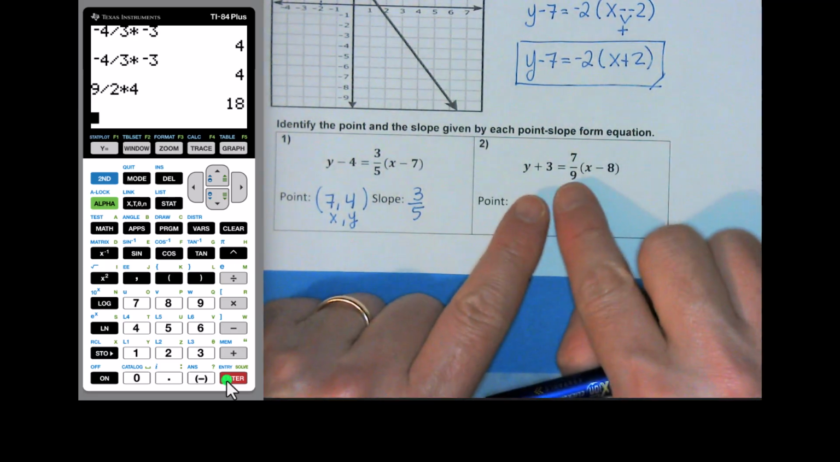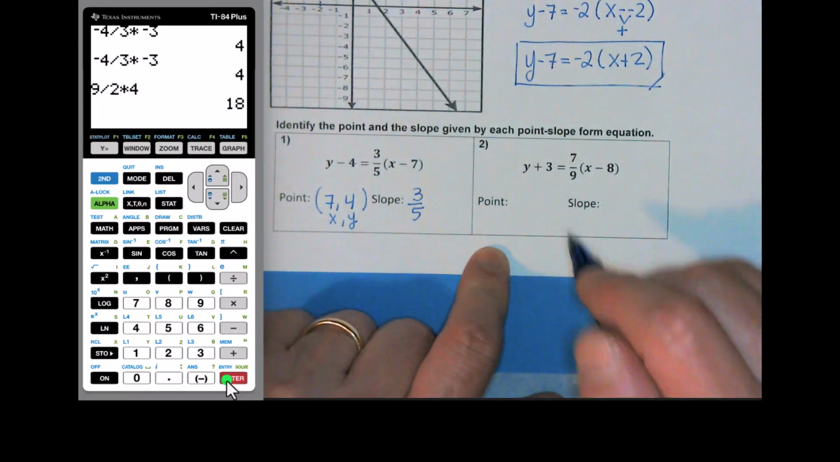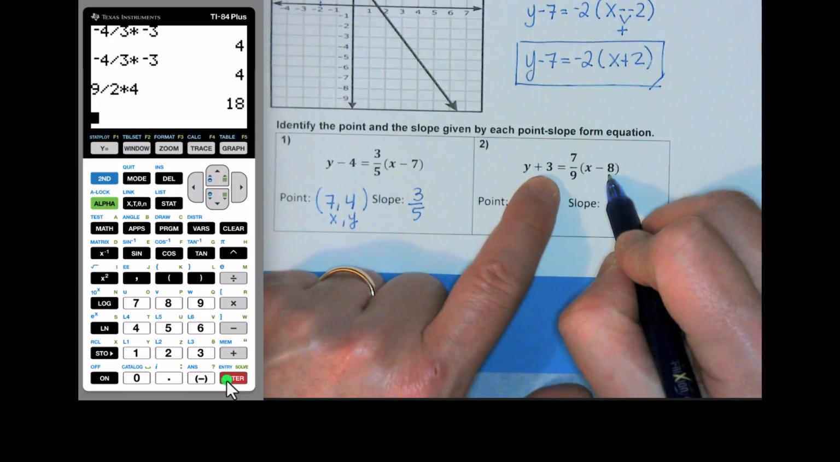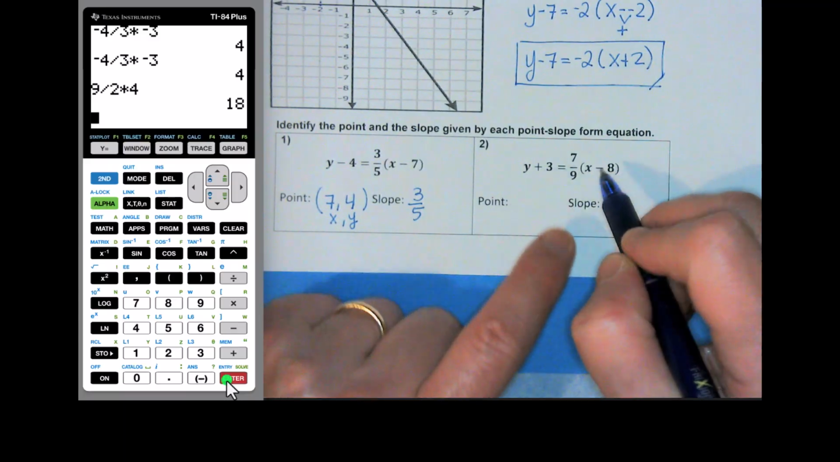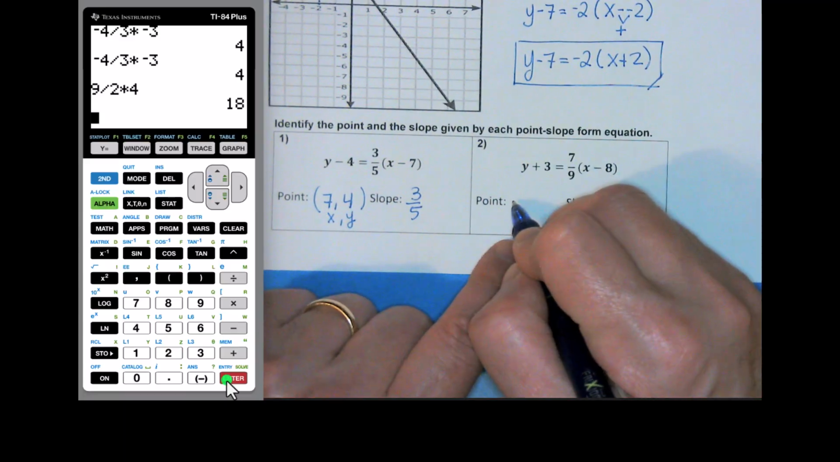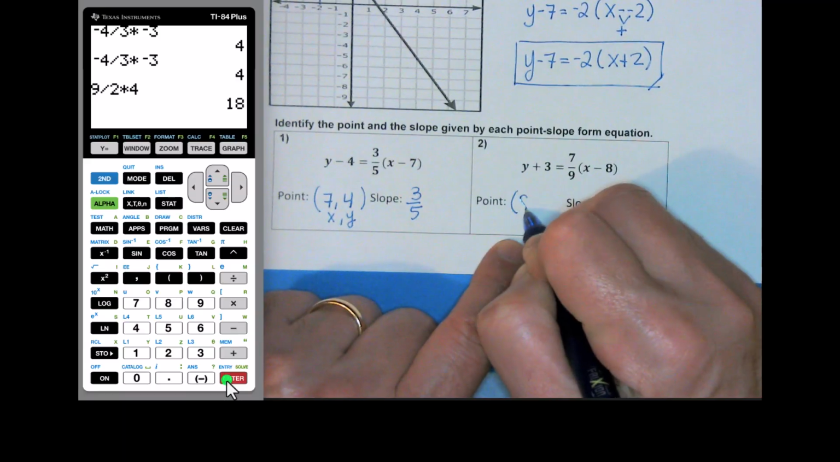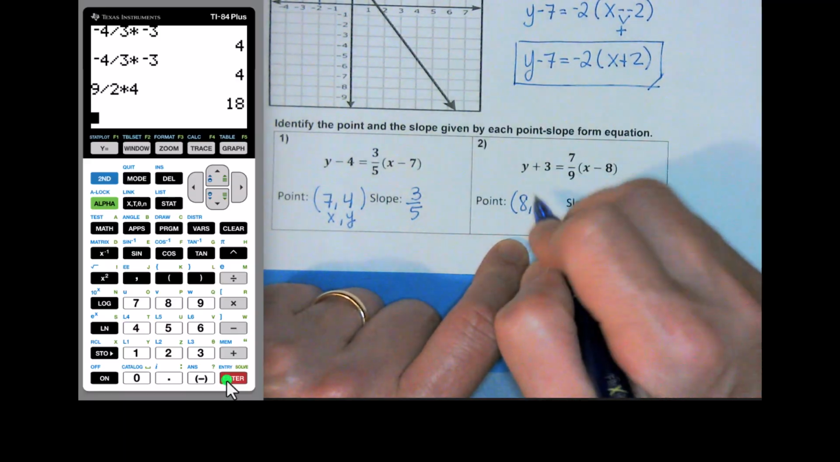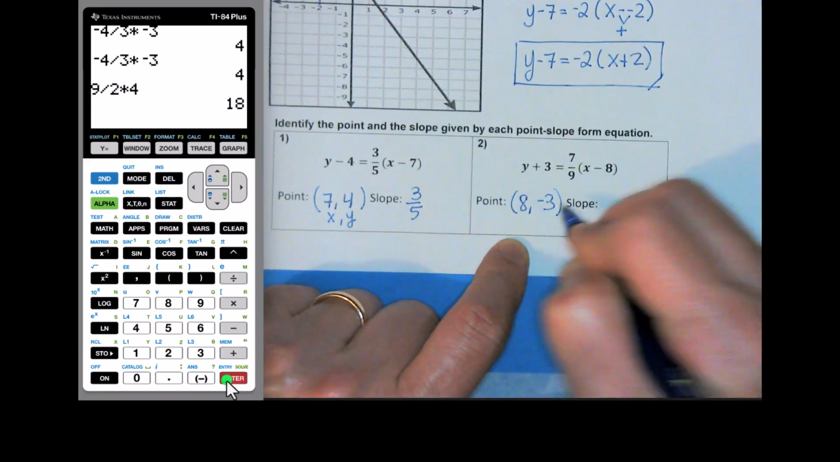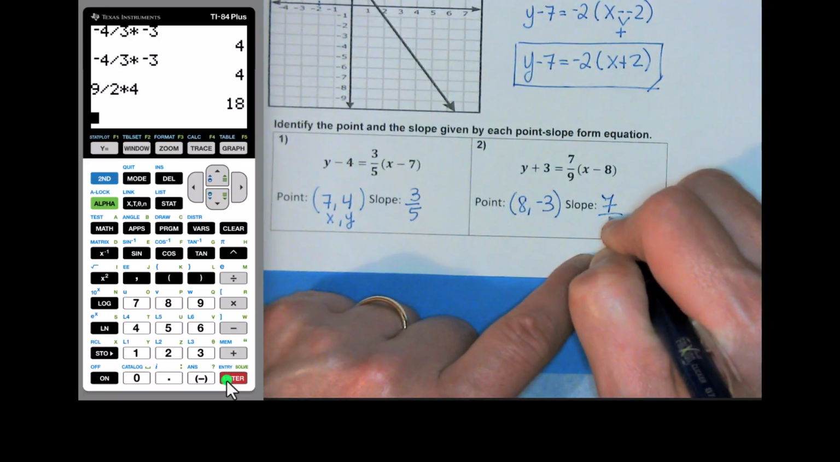So what we're doing here, we're able to recognize this is point-slope form, and we know that this is going to be the point that the line goes through. Okay, so let's take those numbers out. When I take it out, you change the sign. So the x becomes positive, and here the 3 becomes negative. And then my slope is that fraction right there, 7 over 9.